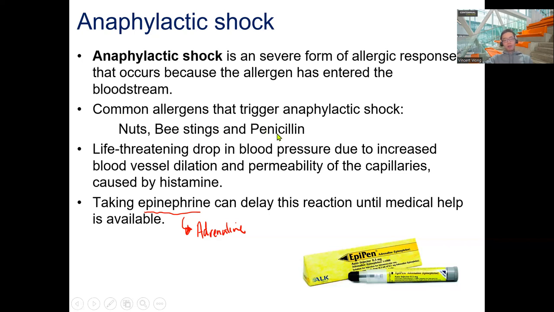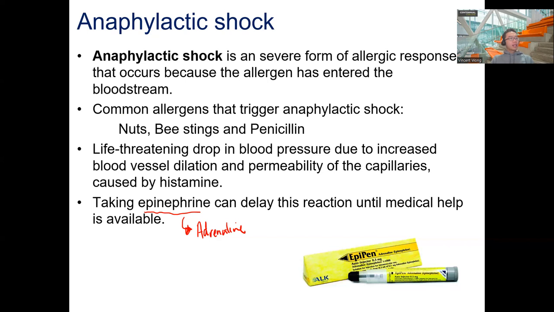Nuts are not the only thing that could trigger anaphylactic shock, right? Bee sting is another common one. Penicillin, the antibiotic, right? Those are some of the common triggers. But really, it could be anything, and it's very specific to the person. Some people are severely allergic to shellfish, or to salmon, that kind of stuff. It really depends on the genetic makeup of the person. But these are the common ones.